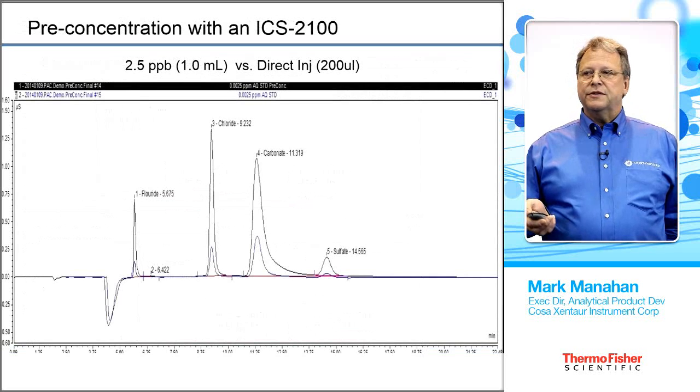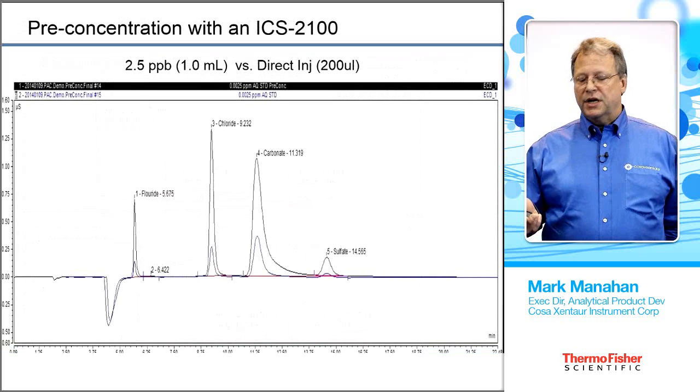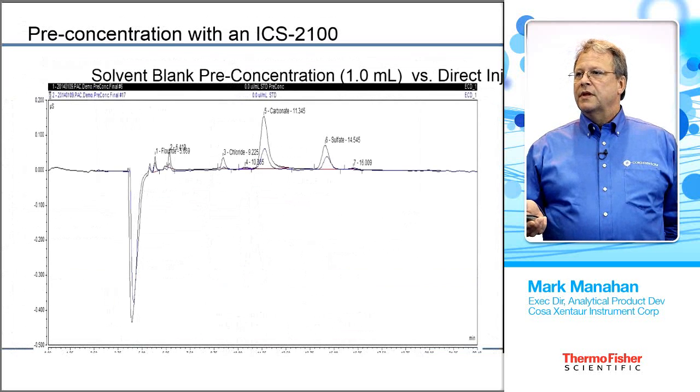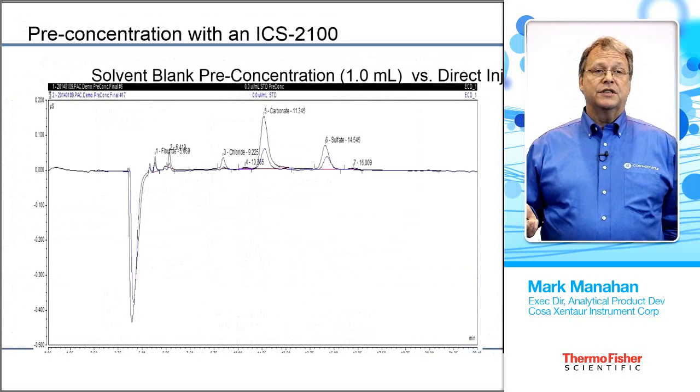Here is similar data overlaid so you can see how the fluoride peak is much larger and more easily resolved with the pre-concentration technique instead of using a 200 microliter direct injection. Now here's a solvent blank, an example of an extremely low concentration sample where pre-concentration will dramatically improve your sensitivity, repeatability and precision.